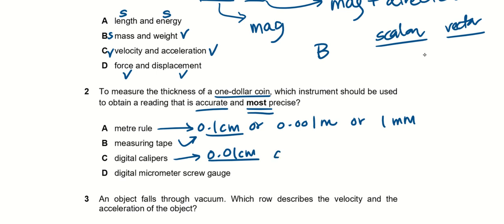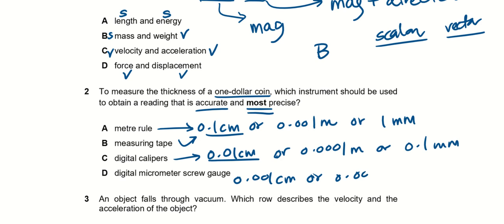So if you convert, it will be 0.0001 meter or 0.1 mm. Okay, now digital micrometer screw gauge is actually the most precise. It can actually measure up to 0.001 cm or 0.00001 meters or 0.01 mm. Okay, so it's actually the most precise. That makes it the answer.